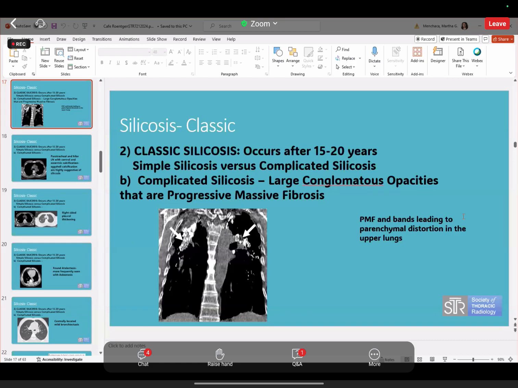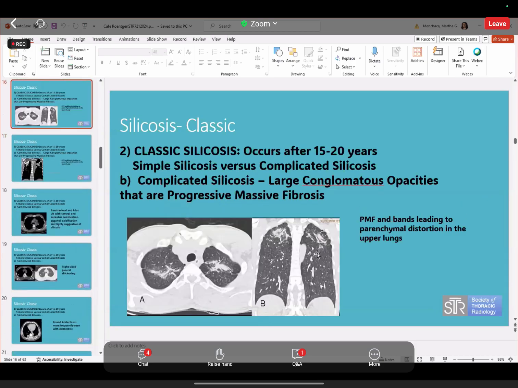Okay, so PMF is what? I have to say this because I have not really seen it. It's upper lung predominant consolidative opacities with traction bronchiectasis and distortion of the upper lungs. That's when you use it. Whereas fibrosis, to tell you the truth, can be seen anywhere in the lungs, maybe even in the lower lungs.